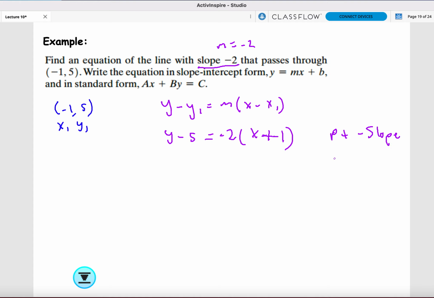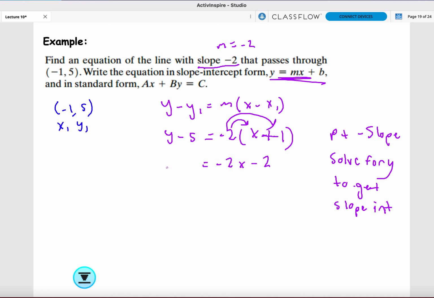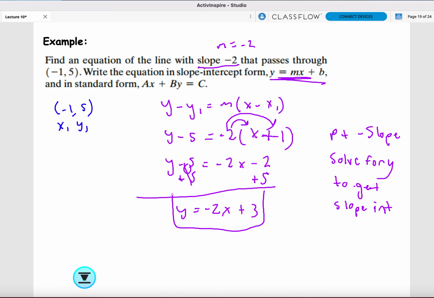So now we're going to solve for y to get slope-intercept form, which is this one right here, y equals mx plus b. So we're going to distribute the 2, which we know this property already, so it'll be -2x minus 2. Bring down the y minus 5. Go ahead and add 5 on both sides. So then we get y equals -2x plus 3. So that's the first one, slope-intercept form.